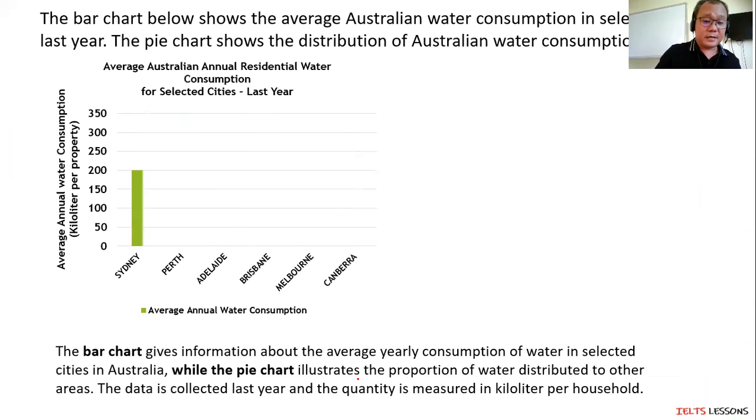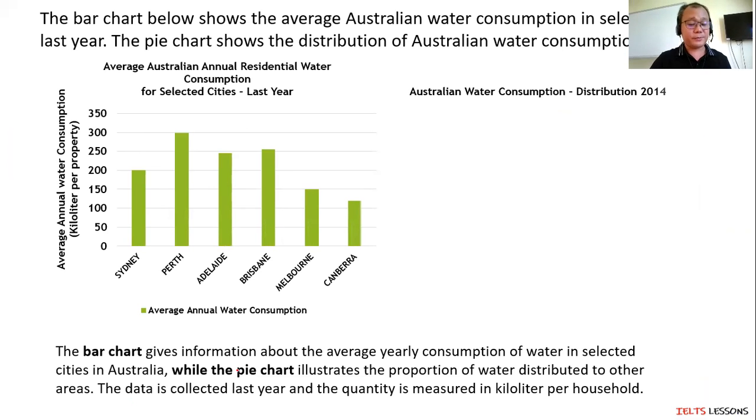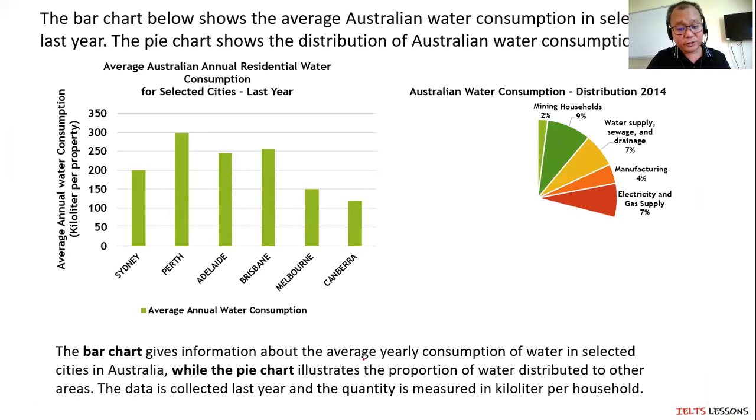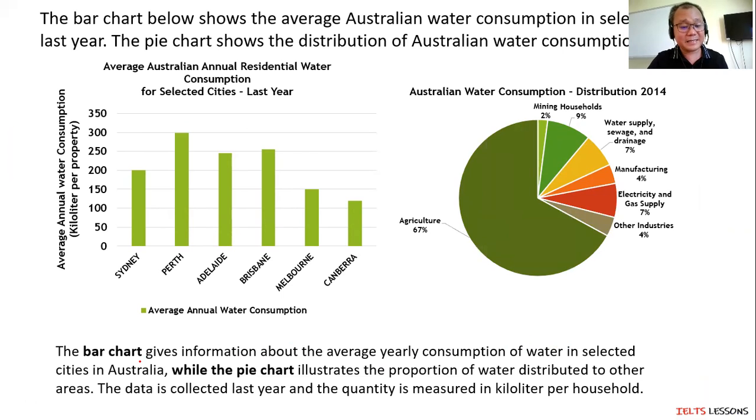Next, let's check the example introduction. The bar chart gives information about the average yearly consumption of water in selected cities in Australia. We first present the bar chart, so don't combine. While the pie chart illustrates the proportion of water distributed to other areas. And the data is collected last year and the quantity is measured in kiloliter per household. So we can say the data is collected last year, for example the study.